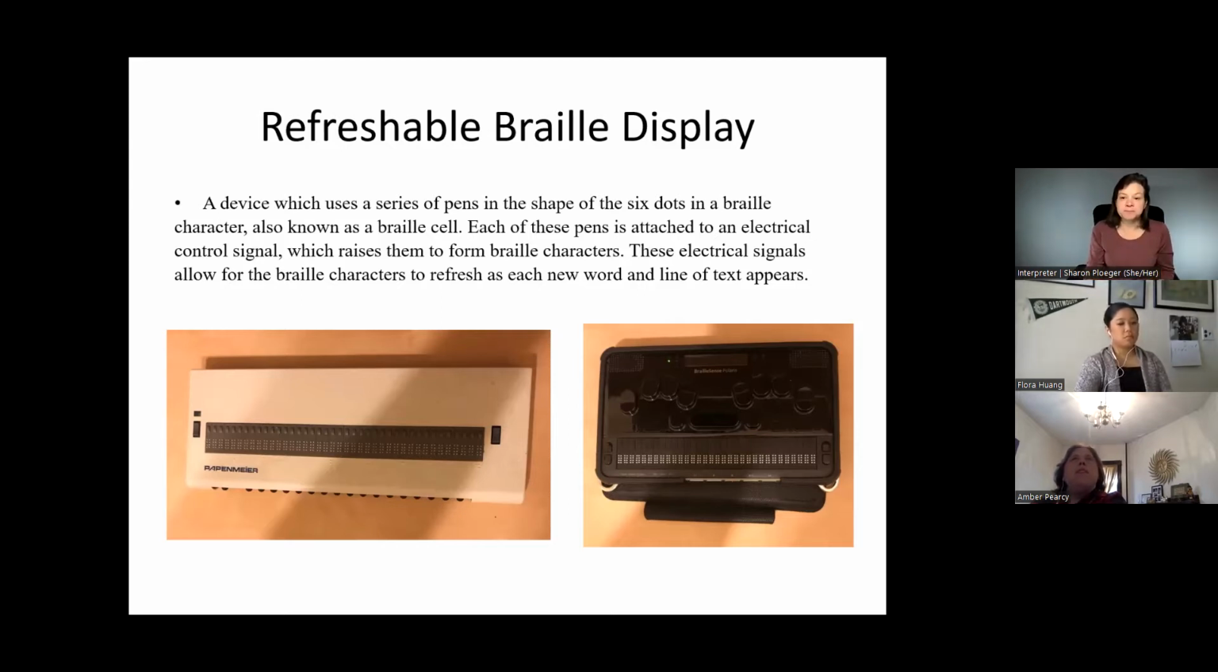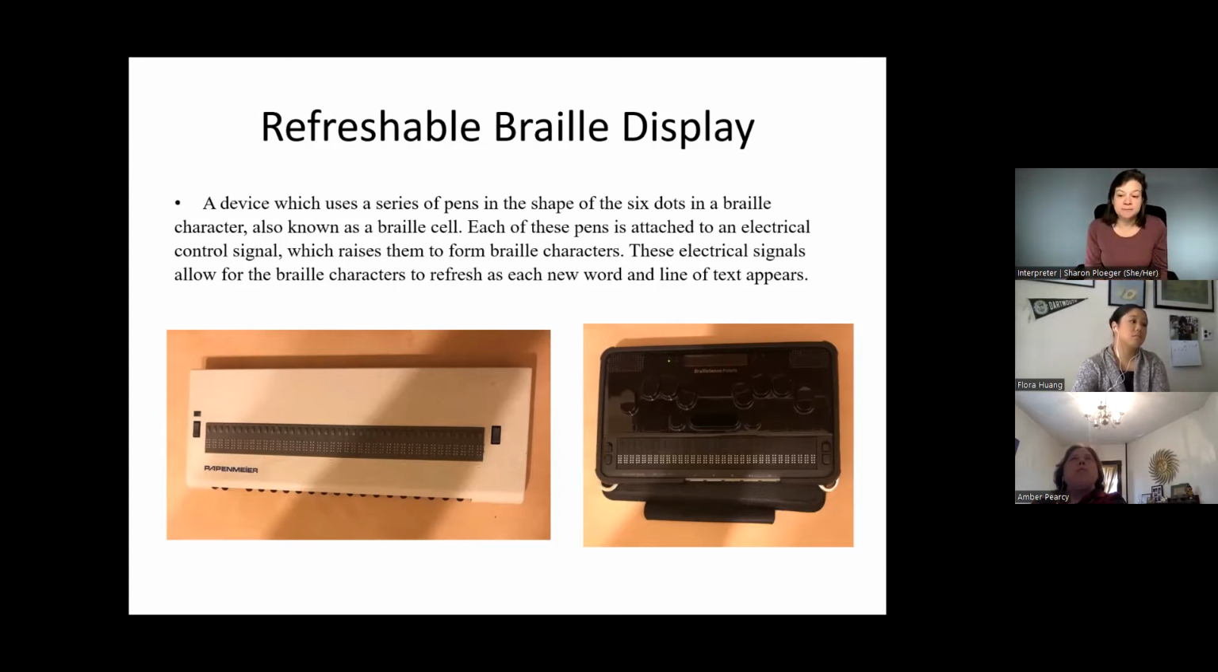So I've included 2 photos here of 2 different styles of refreshable Braille display. On the left, there is a photo of a 40 character or 40 cell display. So this means that every line of text displayed will be 40 characters long.